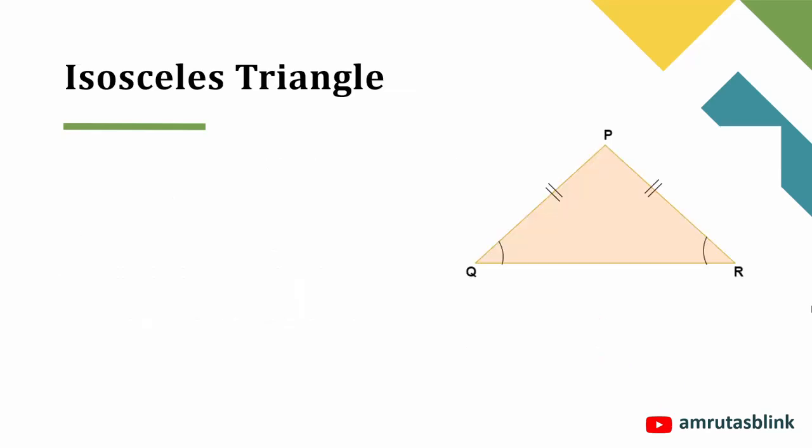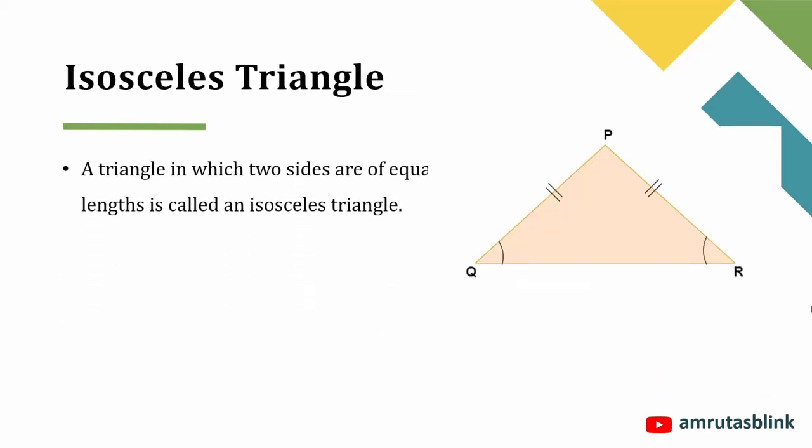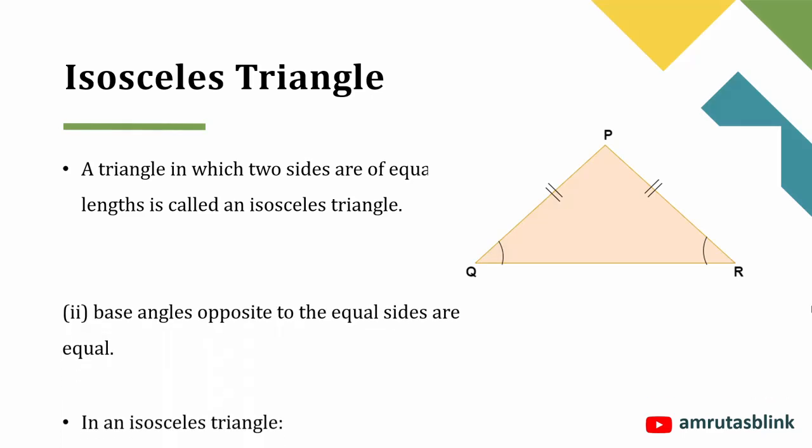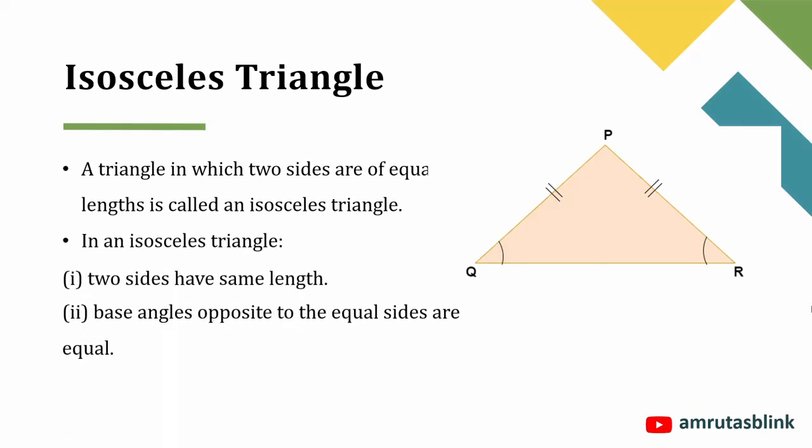Next type is isosceles triangle. A triangle in which two sides are equal in length is called an isosceles triangle. In an equilateral triangle, all three sides are equal. In an isosceles triangle, two sides are equal. So, side PQ and side PR are equal, and the two sides have the same length, and base angles opposite to the equal sides are equal. Hence, base angles, that is angle Q and angle R, are equal.